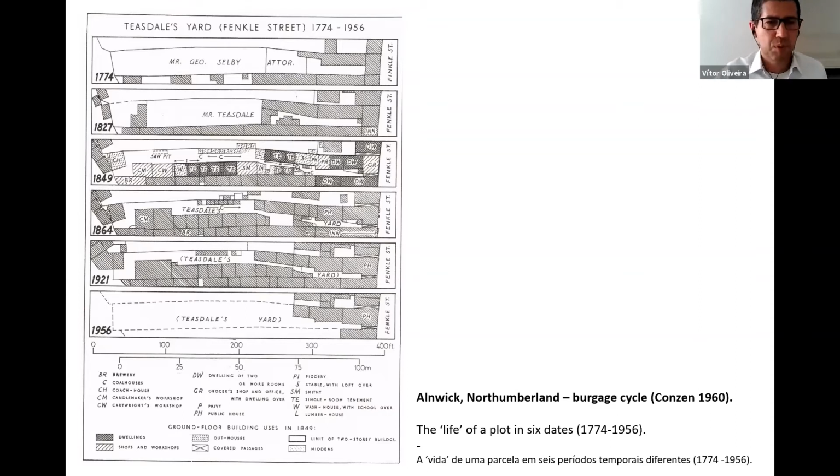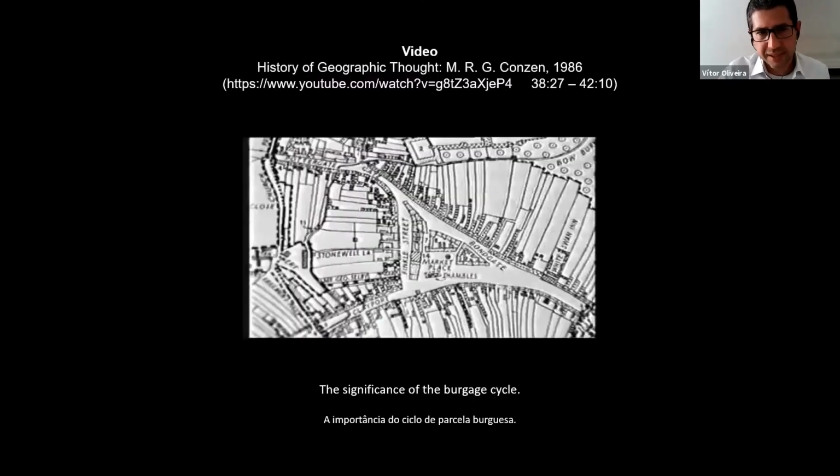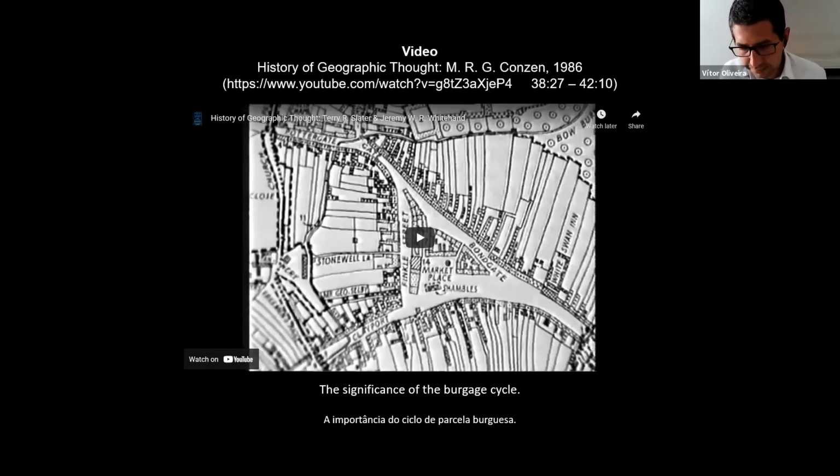This process that Conzen recognized in Alnwick is common in many English towns and cities. It is common in my city, in Porto. It happened exactly the same when the industrialization process was established in the town. So it's a concept that can be recognized in many other places.